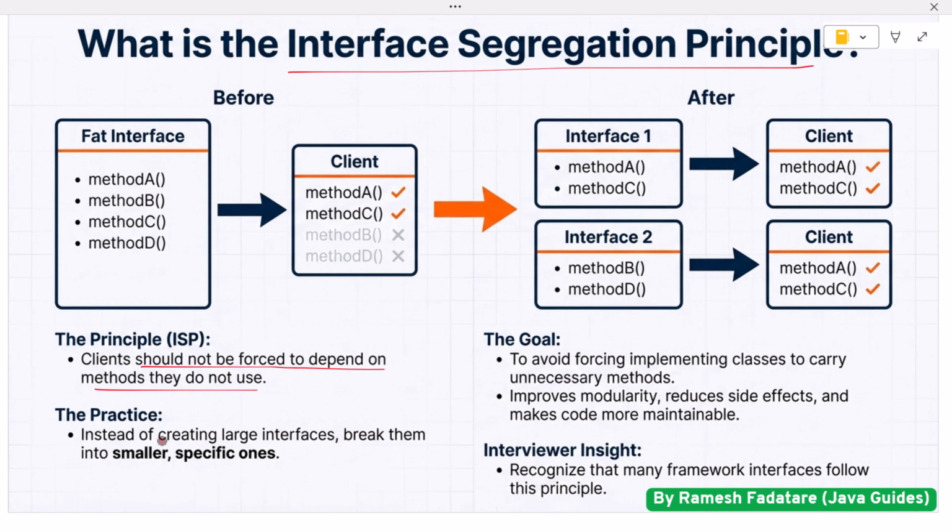Instead of creating large interfaces, break them into smaller specific ones. This avoids forcing implementing classes to carry unnecessary methods. ISP improves modularity, reduces side effects, and makes code more maintainable. Interviewers expect you to recognize that many framework interfaces follow this principle.